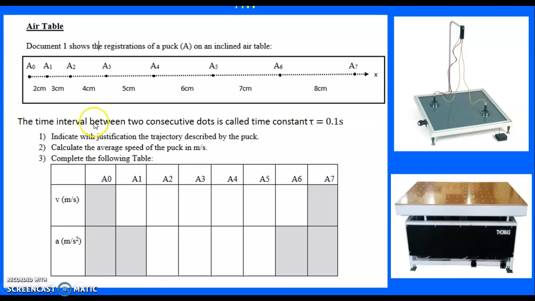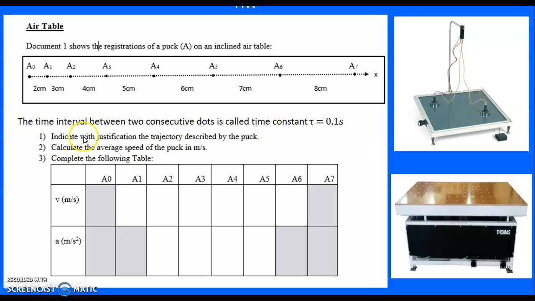Now with direct application, document 1 shows the registration of a puck A on an inclined air table. A0, A1, A2, A3, A4, A5, A6, A7 are successive positions that are recorded between equal time intervals. The time interval between two consecutive dots is called the time constant tau. In this case, it is given to be 0.1 seconds.